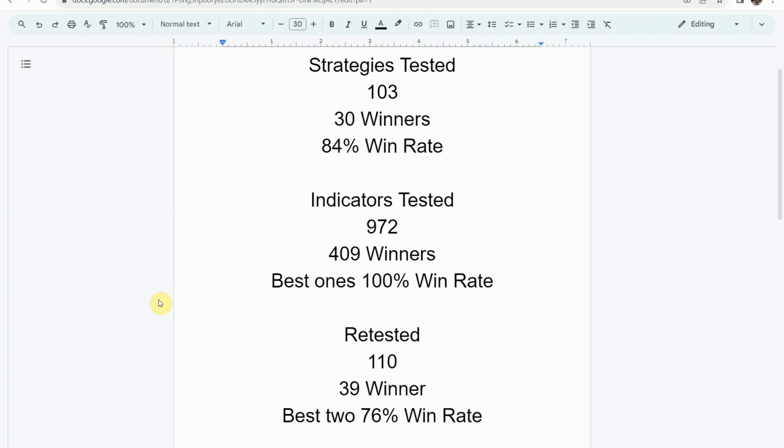We've also retested in the advanced testing 110 of the winning indicators. 39 of them have been able to maintain the winning status, the best to a 76% win rate. And keep in mind that we test most of these indicators and strategies on the Forex and crypto market, but they can be applied to just about any market and time frame universally.